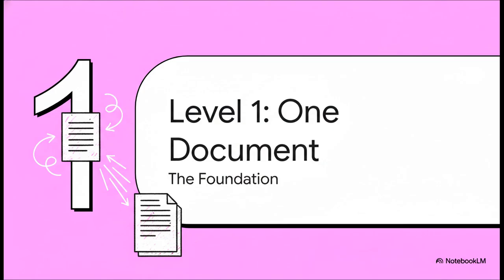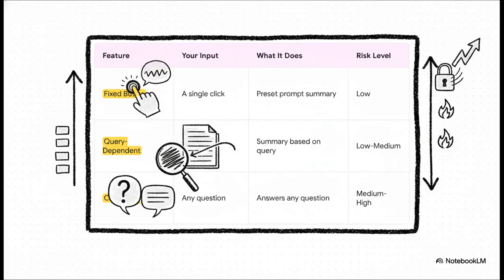This is the one you're going to see most often. It's where the AI is focused on just one single document at a time. This is kind of the bedrock of all AI summarization, but even at this foundational level, there are some really important differences. See, level 1 isn't just one thing. It comes in a few different flavors. First, you've got the simple fixed button. You click it, you get a generic summary.